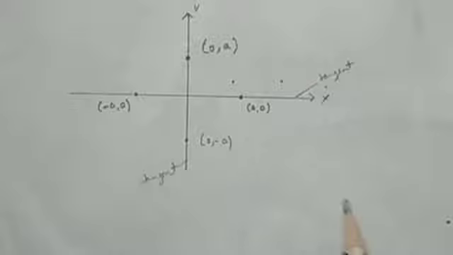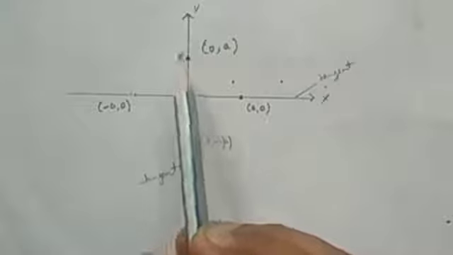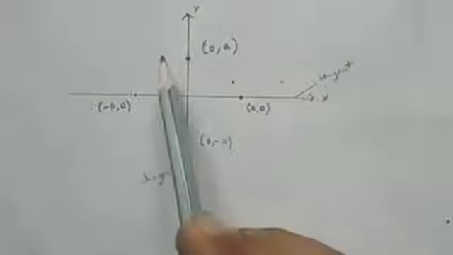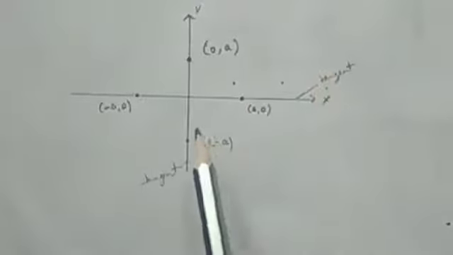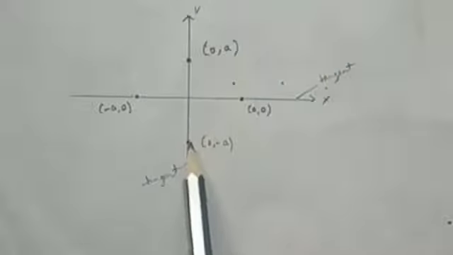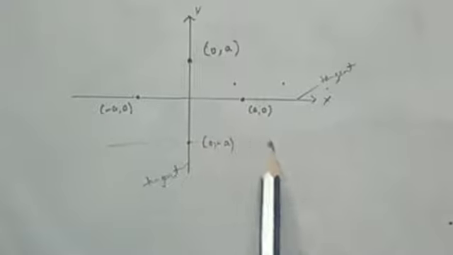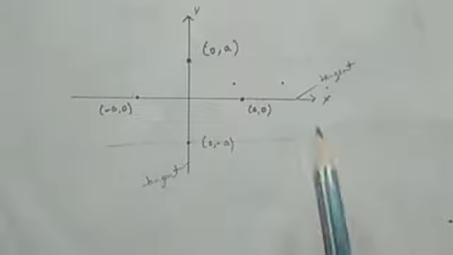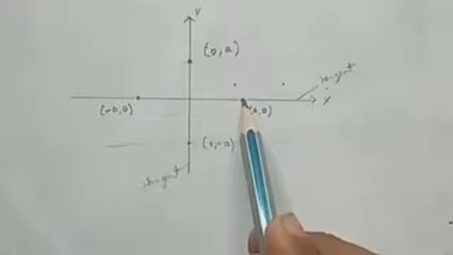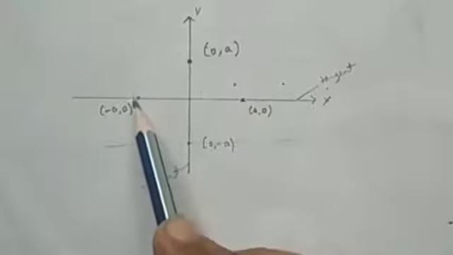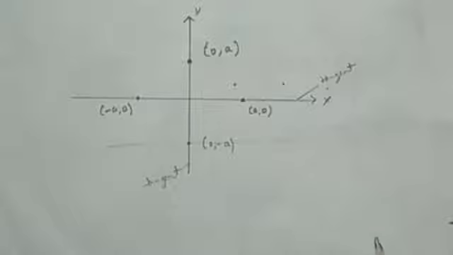The next one is the maximum value. The maximum value of y is plus a and the minimum value of y is minus a, and the maximum value of x is plus a and the minimum value of x is minus a.